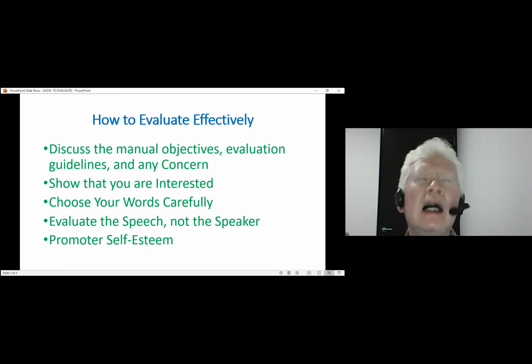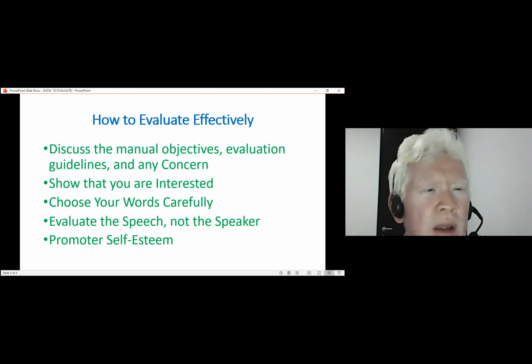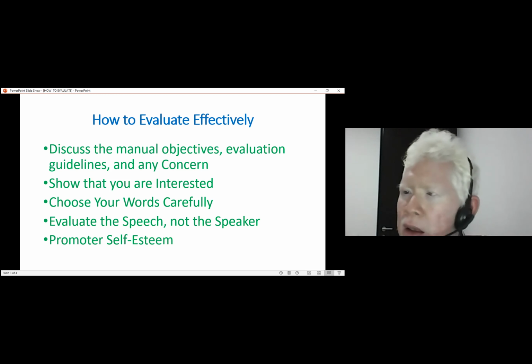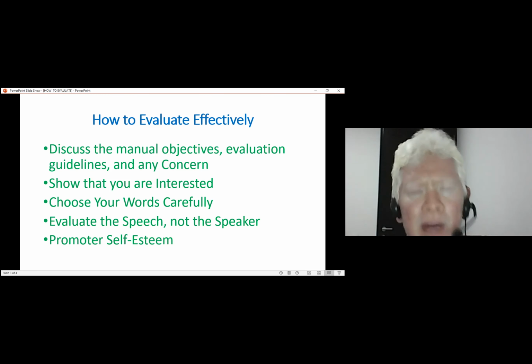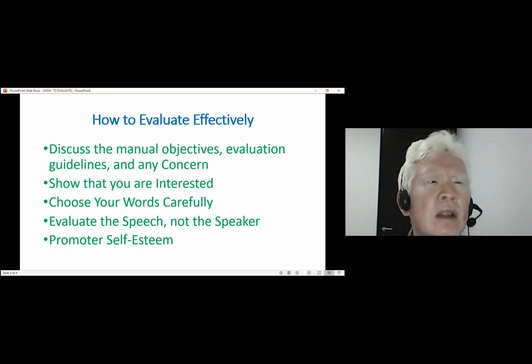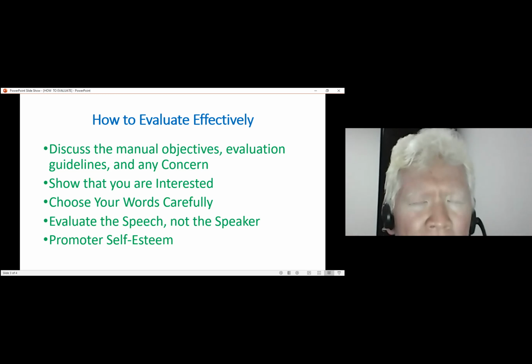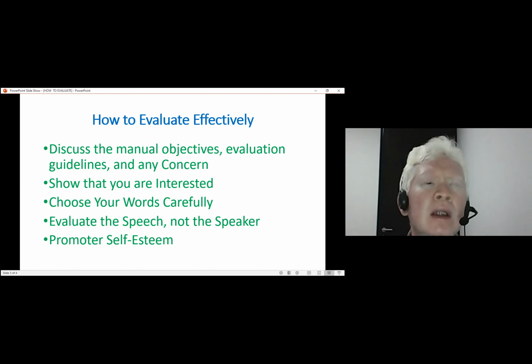So that their evaluations can be done in accordance with the speech. We must avoid an evaluation that is not in accordance with the guidelines, because it will make the audience confused. Also, address any concerns. Maybe your speaker tells you, "Oh my God, I'm so nervous. This is the very first time. Oh my God, I'm not very good in body language."